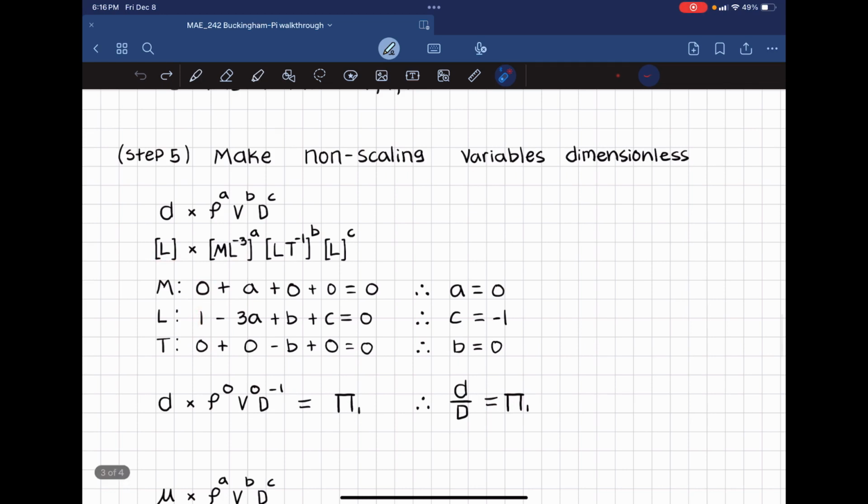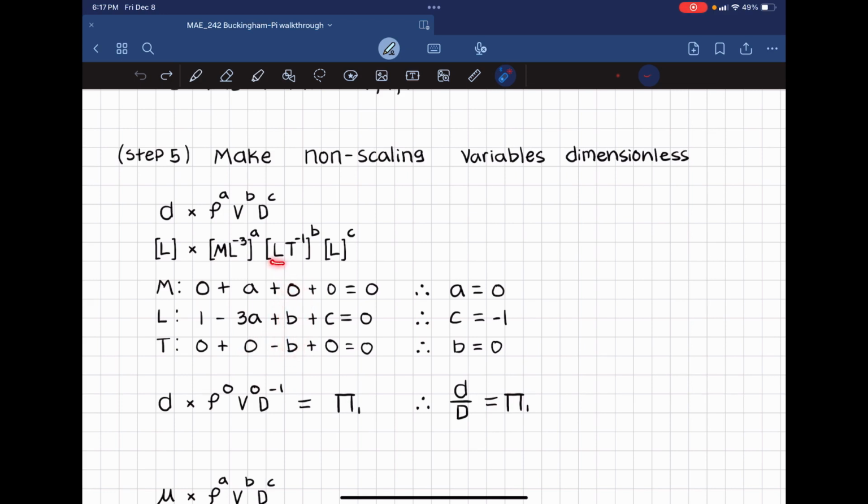Now for the other terms, our scaling variables, these each have these a, b, and c powers outside of the dimension. So in this case, we have an M term here, that is M power 1. We're going to write that as plus a. For L, we have L power minus 3, so we're going to write that as minus 3a. And then we do not have a T term for the density, so this is going to be 0 for the T term. We go down to the next. Next, for our jet speed, here, we do not have an M term, so that's going to be 0.